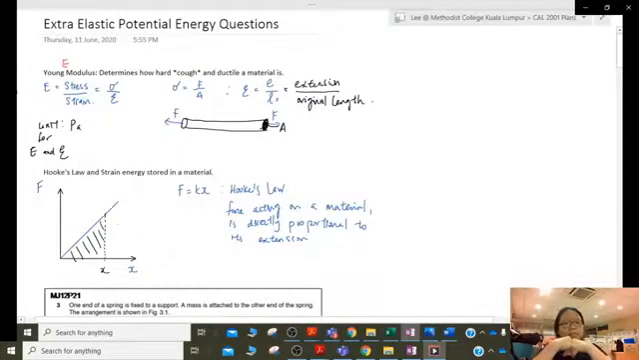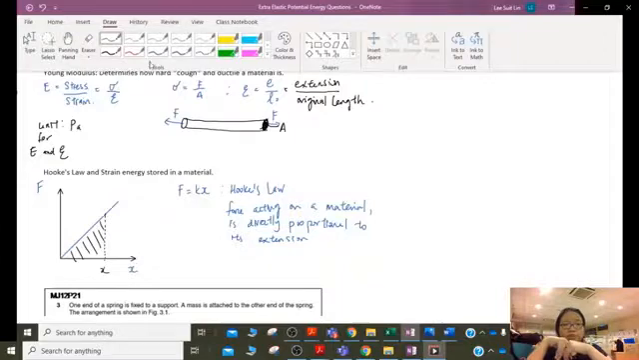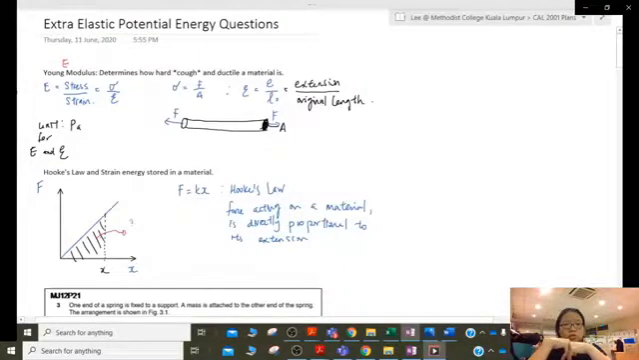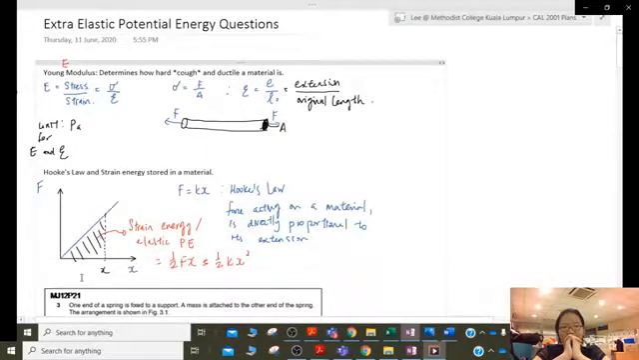And another thing about this is that if you want to find the strain energy, you would look for the area under the graph. Sometimes we also call it elastic potential energy. So area under graph can be calculated using half Fx or half Kx squared. Okay?